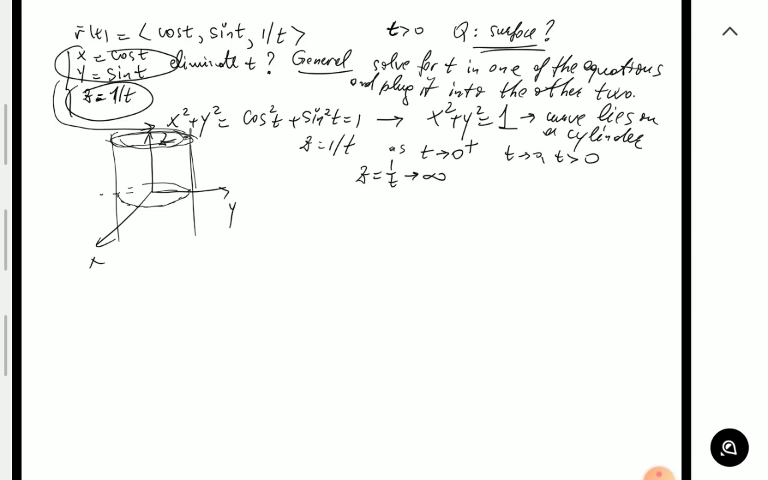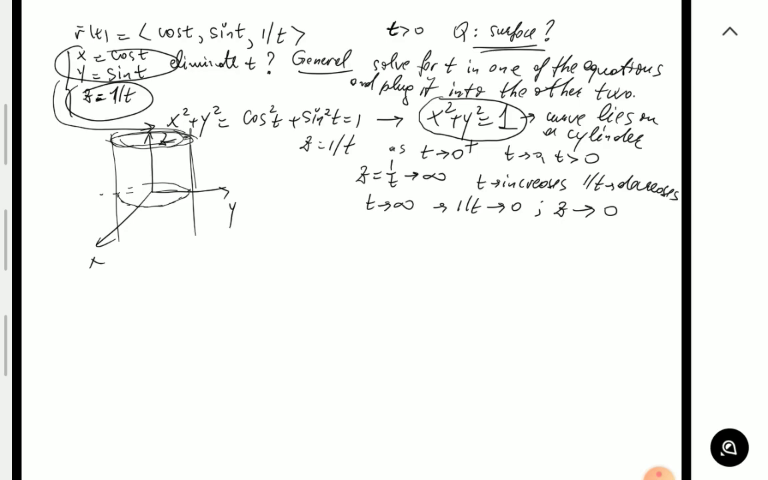And then as t increases, what happens to 1 over t? It decreases. And as t goes to infinity, if t becomes very large, 1 over t approaches 0, which is to say that z approaches 0. That means this curve, and by the way, remember x and y move on a circular motion, because x squared plus y squared equals 1 describes a circle in terms of x and y.